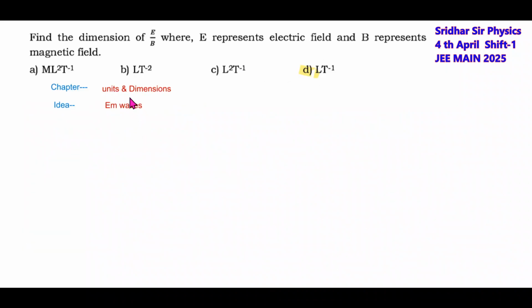Okay, this question is based on units and dimensions, the concept of EM waves. Find the dimensions of E by B, where E represents the electric field and B represents the magnetic field. If you go for EM waves, the magnetic field strength and the speed of light are related to the electric field by this formula: C is equal to E by B. C is nothing but the speed of light. What is the expression for the dimensions of speed? It will be LT minus 1.